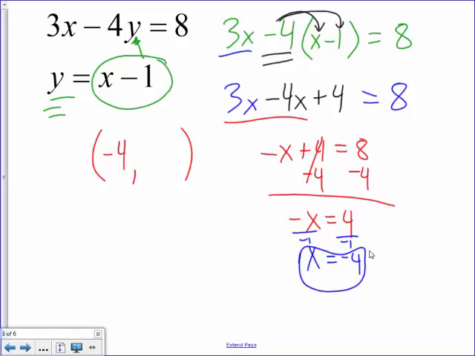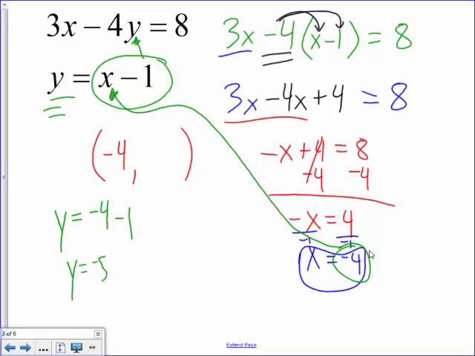Well, you need to plug your negative 4 into one of the equations. It doesn't matter which one. Just do the easier route. So I'm going to plug it into this second equation. So y equals negative 4 minus 1, so y equals negative 5. So there is my solution.